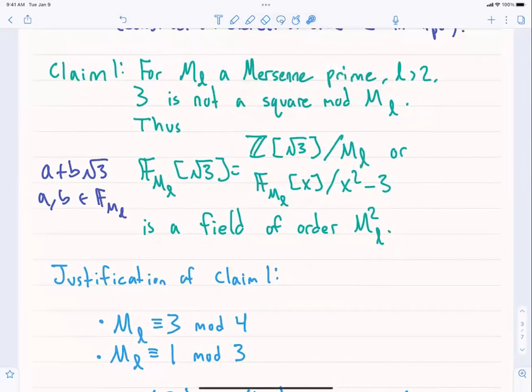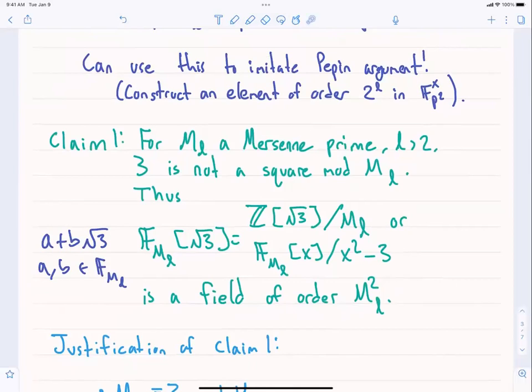So this gives you a field whose size is the one we want. It's not the size of the Mersenne prime, it's the square of the Mersenne prime. And the reason this is a field is precisely because 3 is not a square modulo M_L. Thinking of it as F_{M_L}[x] mod x squared minus 3, saying 3 is not a square modulo M_L is exactly saying x squared minus 3 doesn't have a root in this field. So you're modding out by an irreducible polynomial, and what you get is a field. That's how the square root of 3 shows up: it's how we construct a field with M_L squared elements.